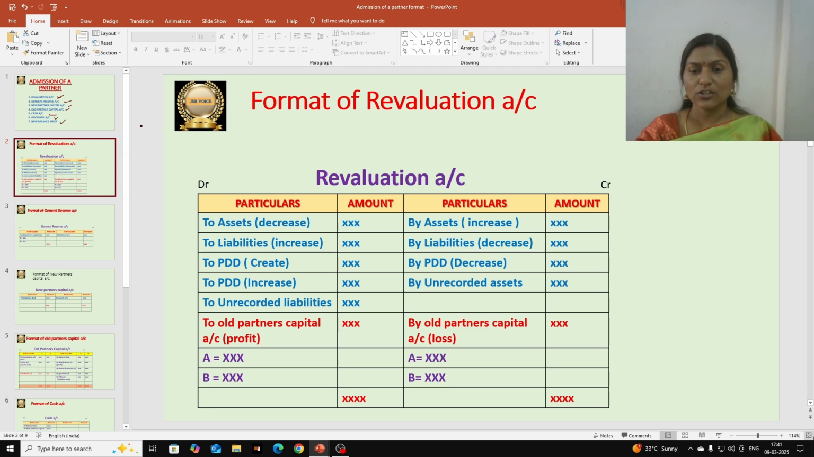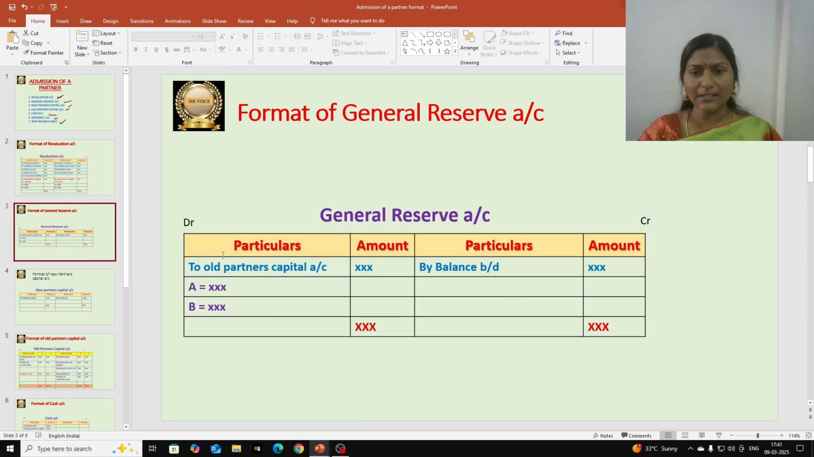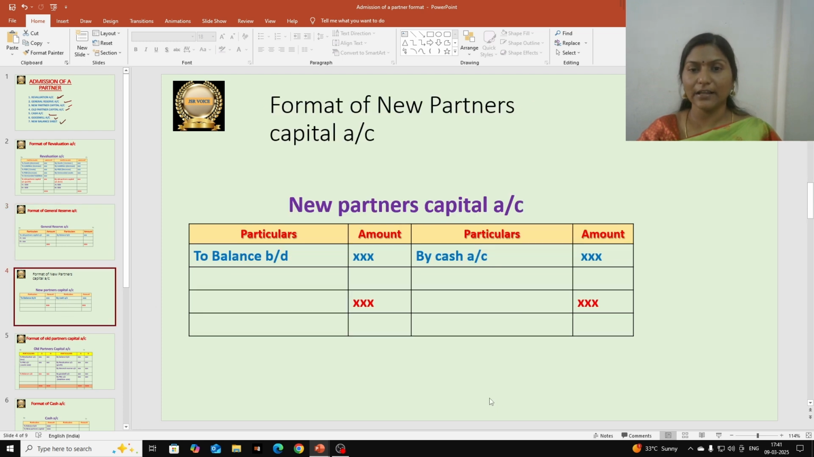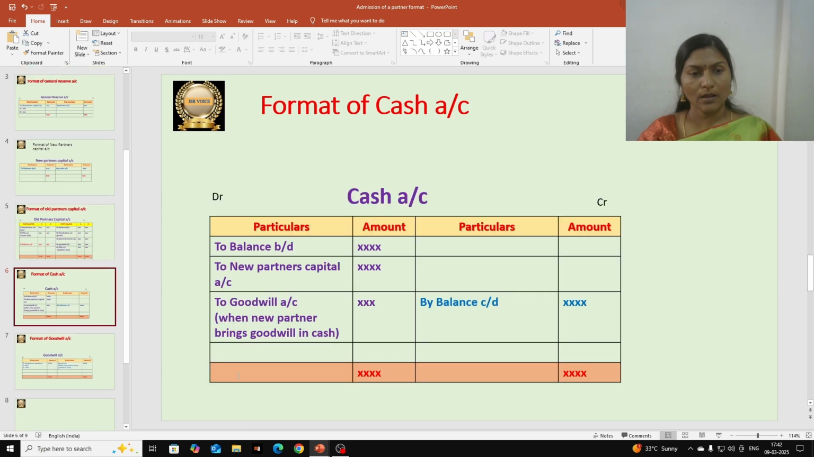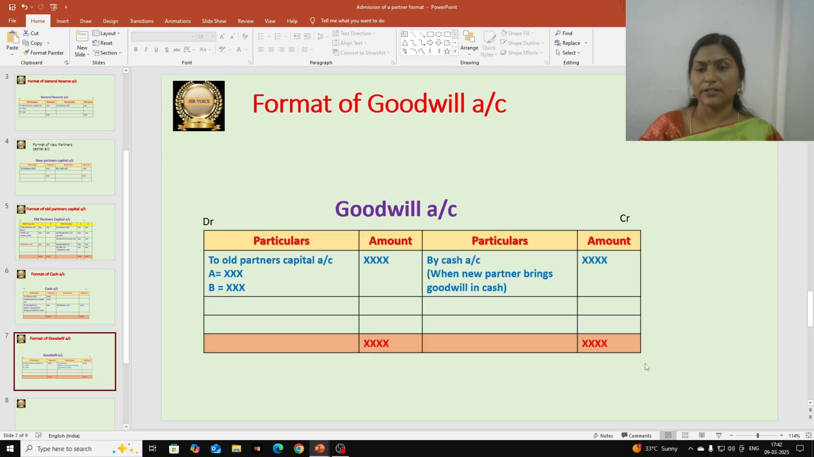So this is the revaluation account format. Next, this is the general reserve account format. Next, this is the new partner capital account format. This is the old partners capital account format, and this one is the cash account format. This is the goodwill account format. These are all the account formats. Okay, so hope this is clear for everyone.